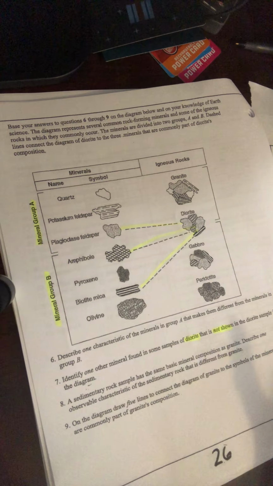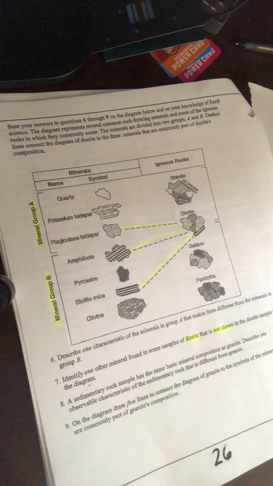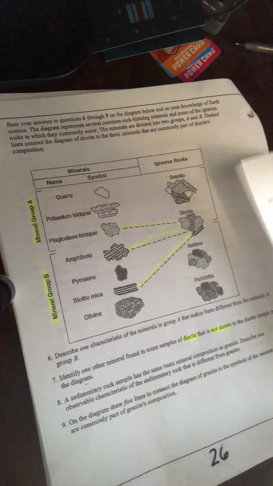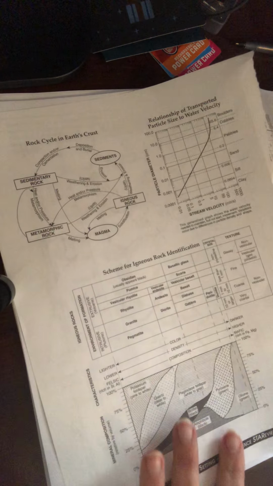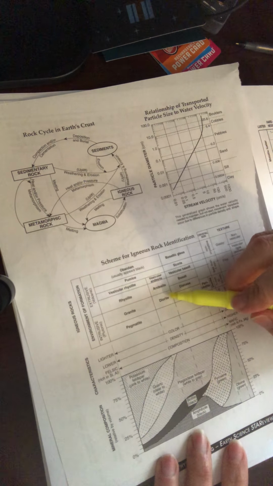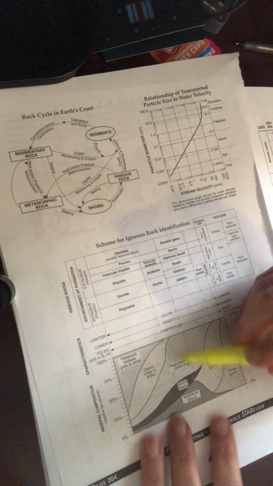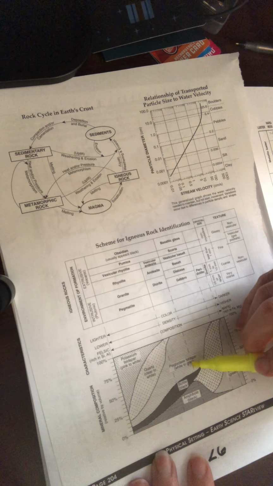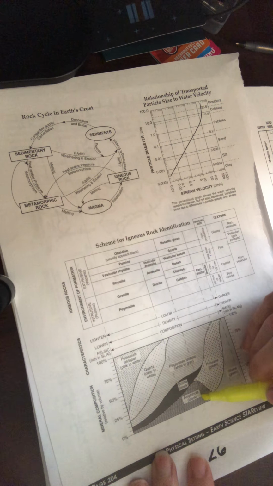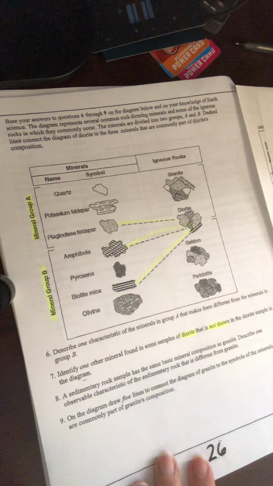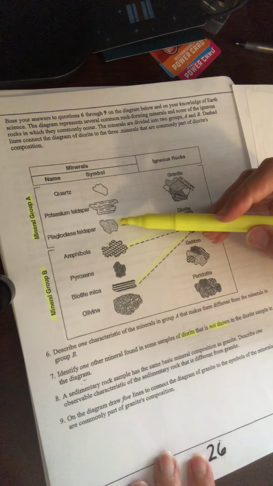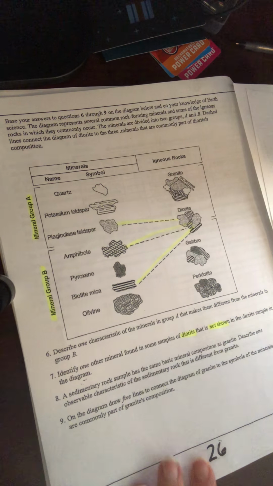So what I'm going to do is go to page 6 of my Earth Science reference tables, which is right here. I'm going to look for diorite. I'm going to go down to the bottom, and I notice there's a little bit of quartz, plagioclase feldspar, biotite, and amphibole. Again, we're looking for something other than these 3.